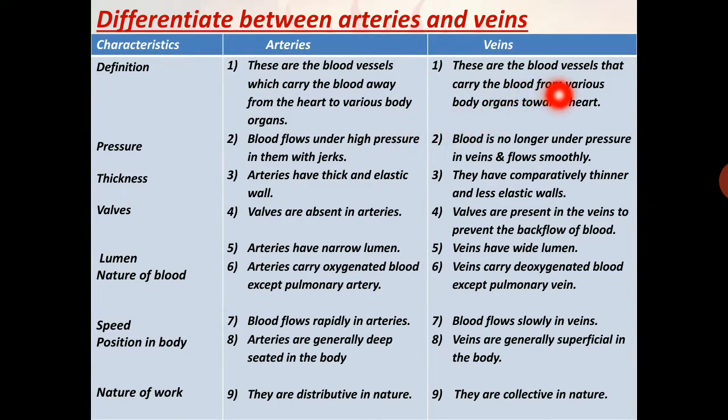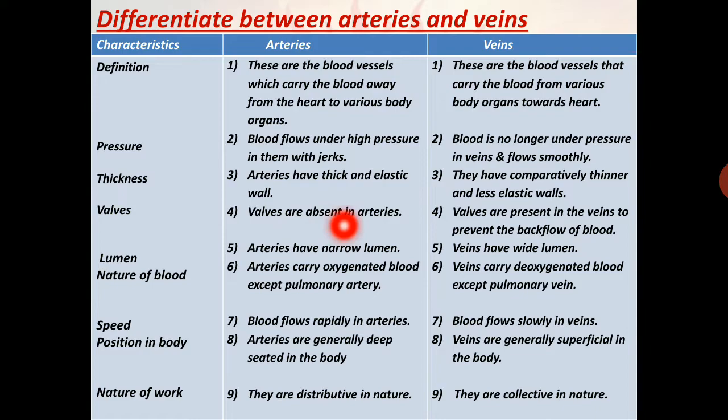Veins are the blood vessels that carry the blood from the various body organs towards the heart. On the basis of pressure, blood flows under high pressure with jerks in arteries. Blood is no longer under pressure in veins and flows very smoothly. On the basis of thickness, arteries have thick and elastic walls. Veins have comparatively thinner and less elastic walls.